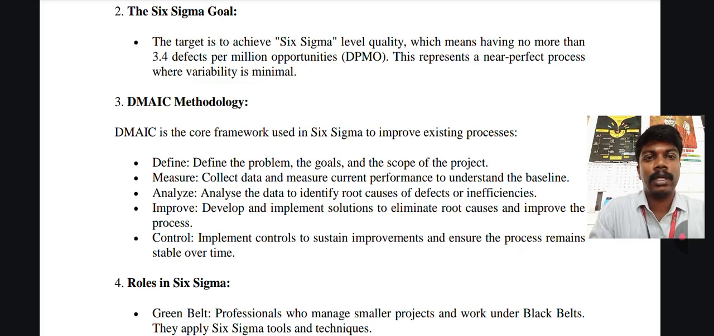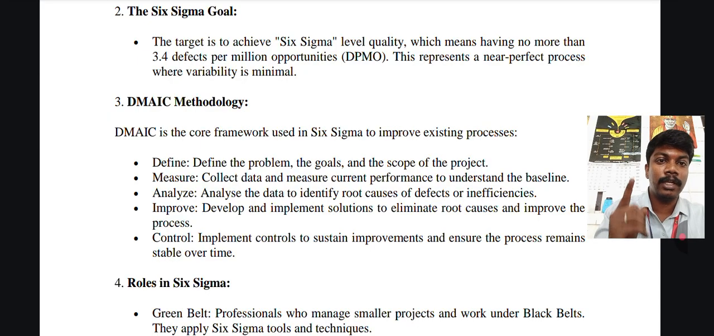Technologically improve, yes, accepted. Non-technological, yes, accepted. Whatever it may be, you should give some solution to attain the sigma level or attain process efficiency. Next one is control. Once you implement your process improvement, you control it. Next you are going to monitor your process, which comes under the control area. Implement controls to sustain the improvements and ensure the process remains stable over time.